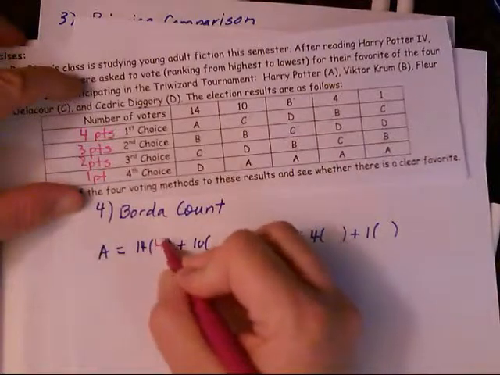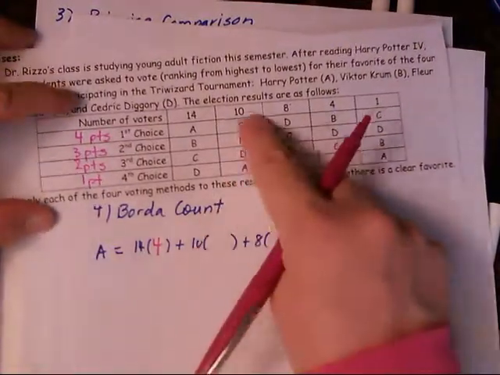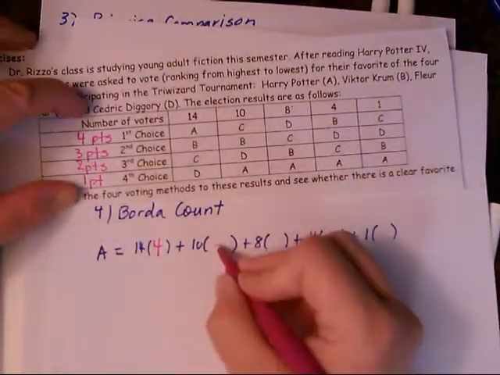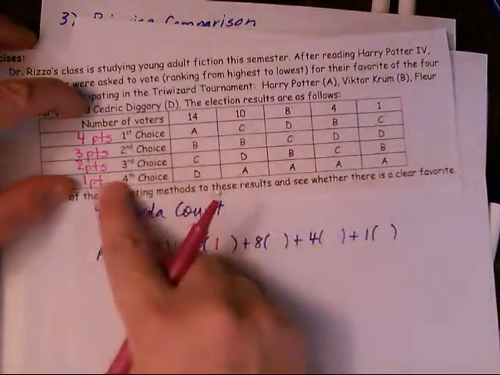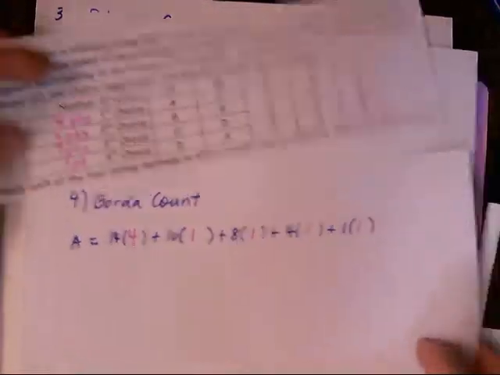So I have to give 4 points right here for these 14 putting it first. These 10 voters put A at the bottom, which gives only 1 point. So they're giving 1 point, and everybody else put it at the bottom. So every other time it's going to be given 1 point. So that makes this one kind of easy.